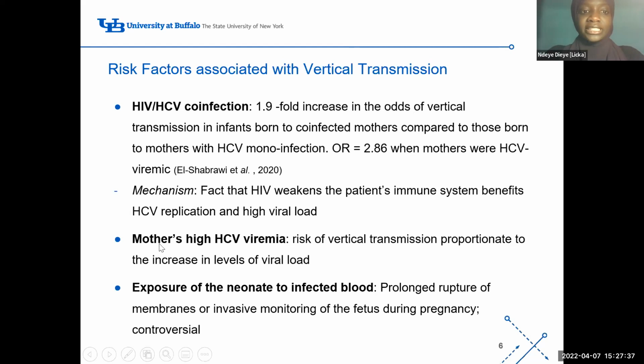The second risk factor is the mother's high HCV viremia. It is known that the risk of vertical transmission is proportionate to the increased level of viral load. And finally, re-exposure of the neonate to infected blood. Other studies have shown that prolonged rupture of membranes or invasive monitoring of the fetus during the pregnancy might increase the likelihood of perinatal transmission of the virus, but these results are controversial.